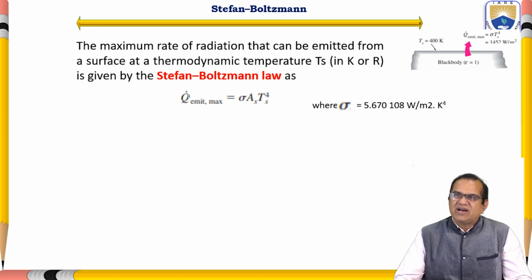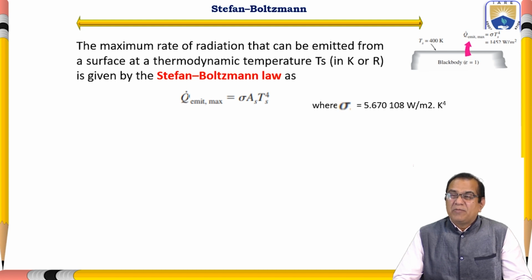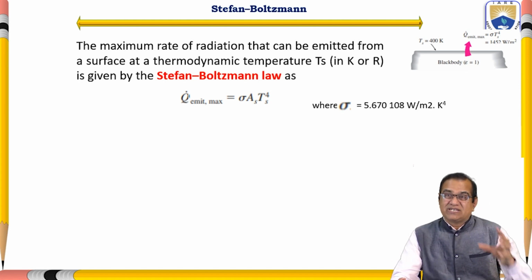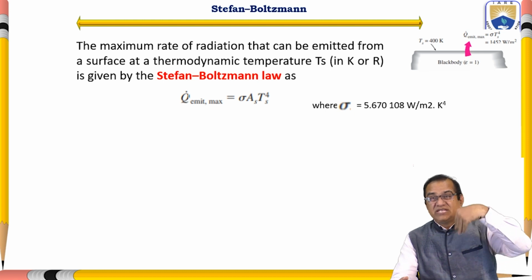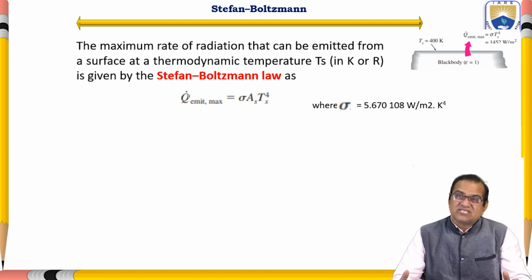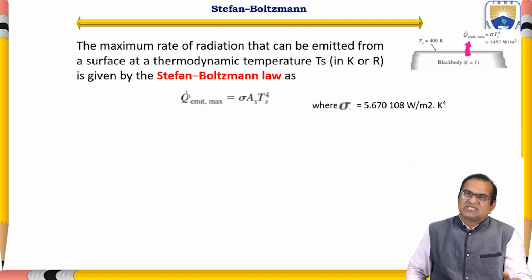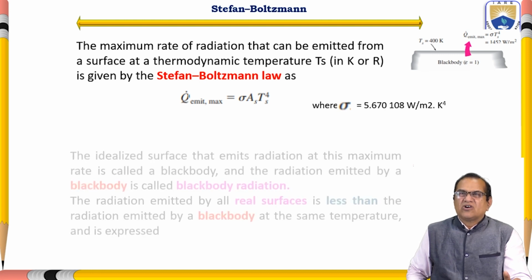Here the value of sigma is 5.670108 watt per meter square per K to the power 4. So this is the unit of sigma, watt per meter square K to the power 4. So it is directly proportional to Ts to the power 4, the temperature of the body, As is the surface area, and this sigma is a constant called the Stefan-Boltzmann constant.